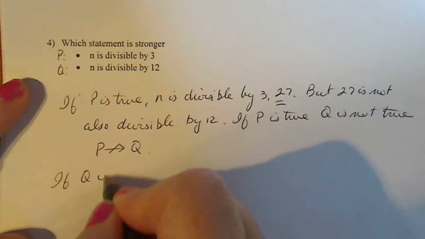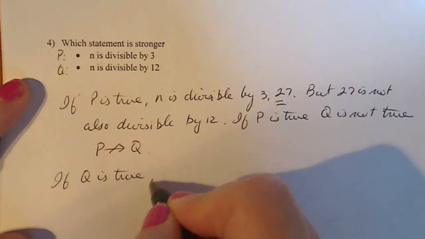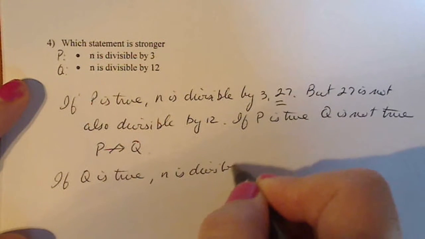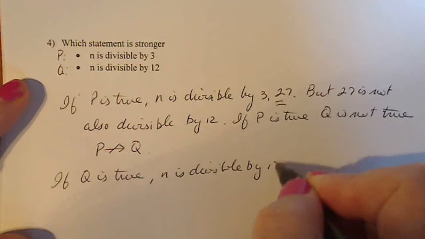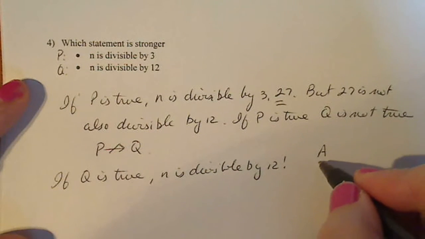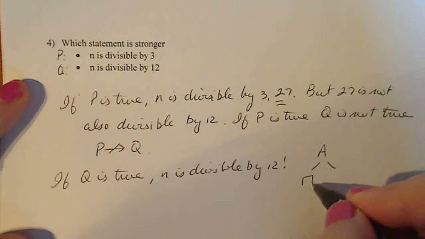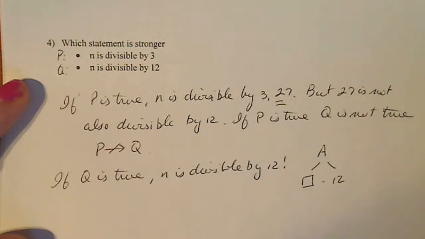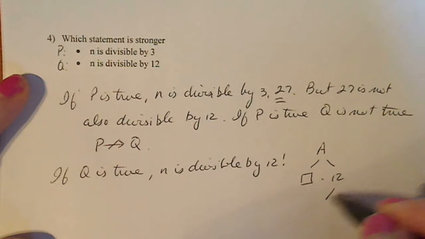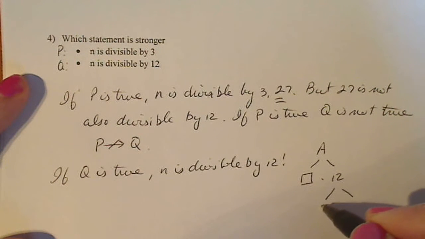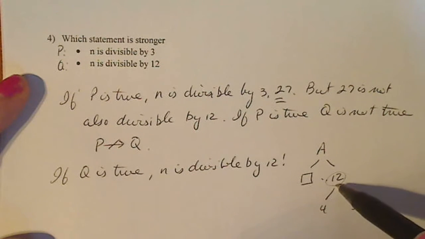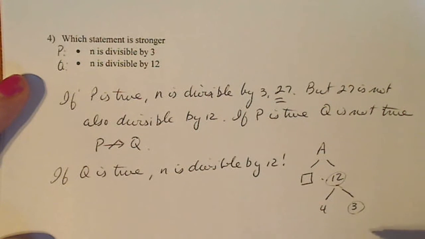If Q is true, then N is divisible by 12. So let's just pick a number randomly. Here's some random number A, and I know that one of its factors is 12. So A is divisible by 12. But if I continue the factor tree, I can say 12 is divisible by 4 and 3. So by default, if A is divisible by 12, it's also automatically divisible by 3.